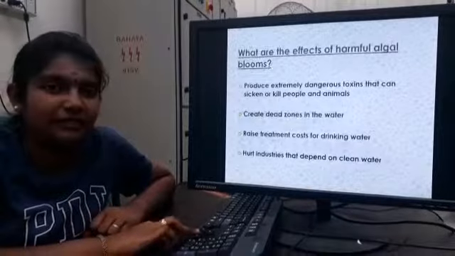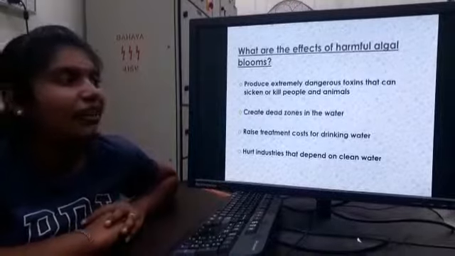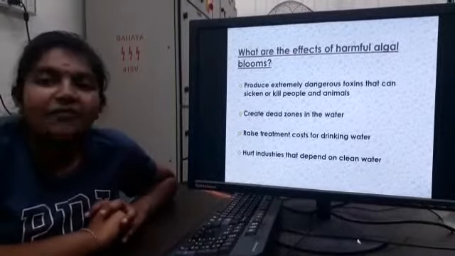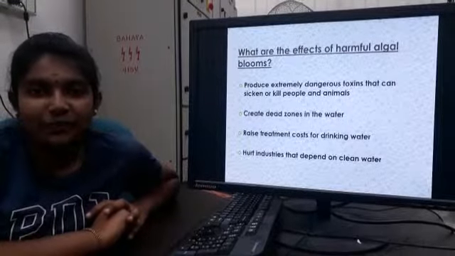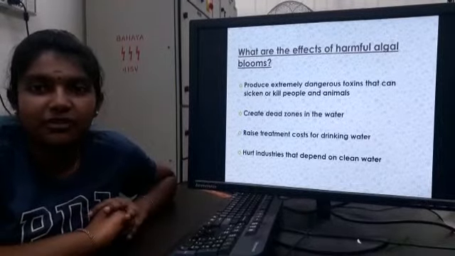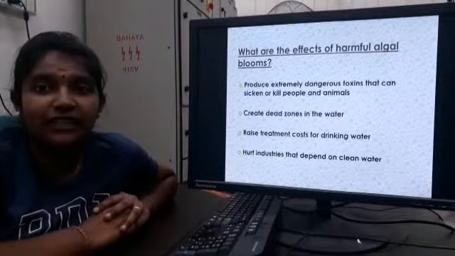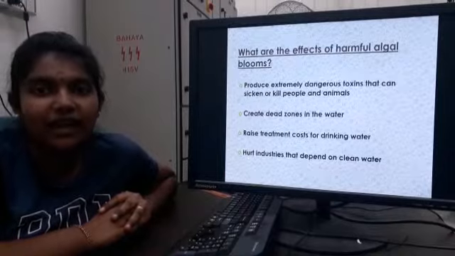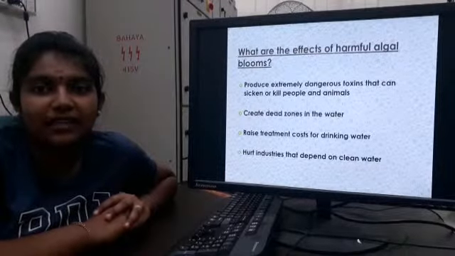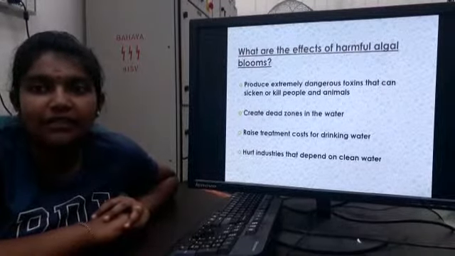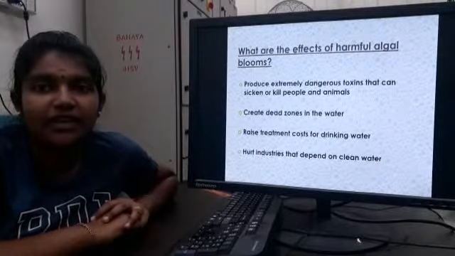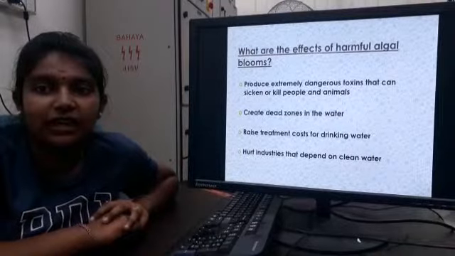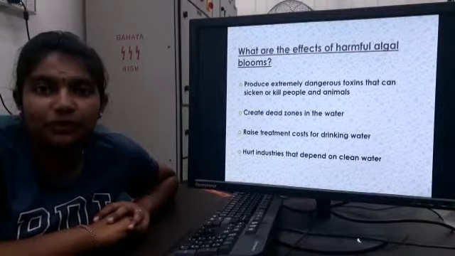The problem statement. Do you all know what the effects of harmful algae blooms are? Let me explain to you. Harmful algae blooms are overgrowth of algae in water. Some produce dangerous toxins in fresh or marine water, but even non-toxic blooms hurt the environment and local economies. Harmful algae blooms can produce extremely dangerous toxins that can sicken or kill people and animals, create dead zones in the water, raise treatment costs for drinking water, and hurt industries that depend on clean water.